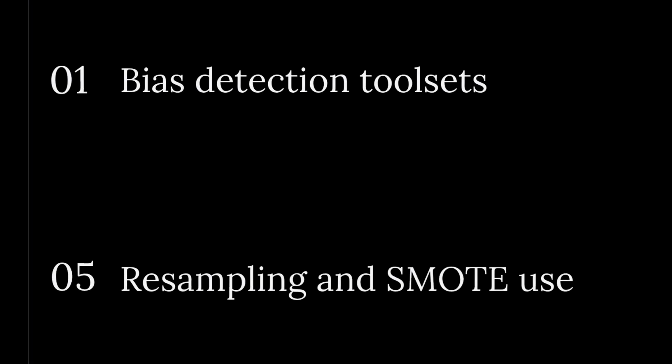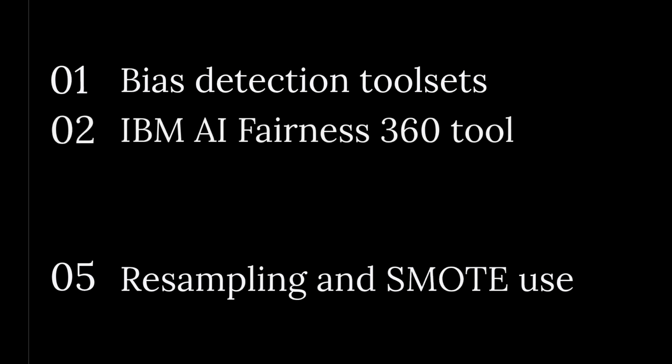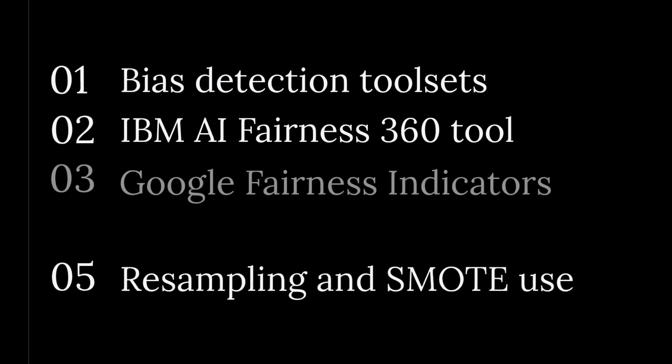Bias can be detected with tools such as AI Fairness 360 by IBM, Google Fairness Indicators, and explainable AI techniques that reveal decision patterns. Mitigation methods include resampling, reweighting, fairness constraints, and adversarial debiasing. The examples include SMOTE for minority samples and constraints based on demographic parity or equal opportunity.